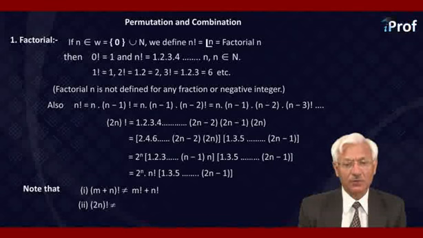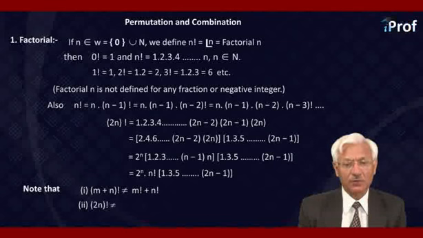This rule is called addition rule and can be extended to more than 2 mutually exclusive events. The second rule is called product rule. Suppose a work A can be performed in m ways, following which a second work B can be performed in n ways. Then the two works in succession can be performed in m into n ways.